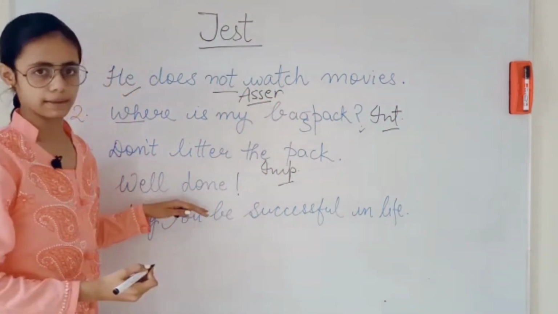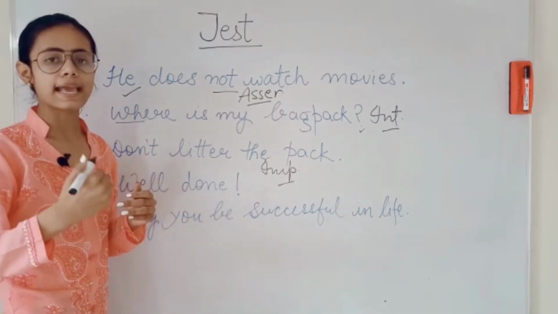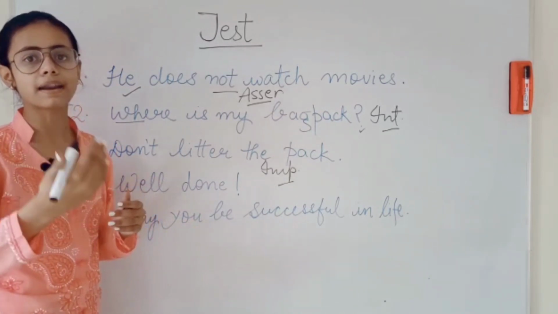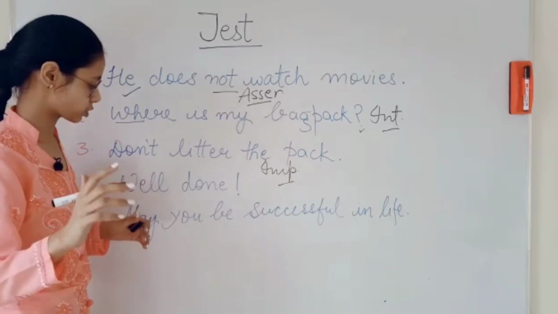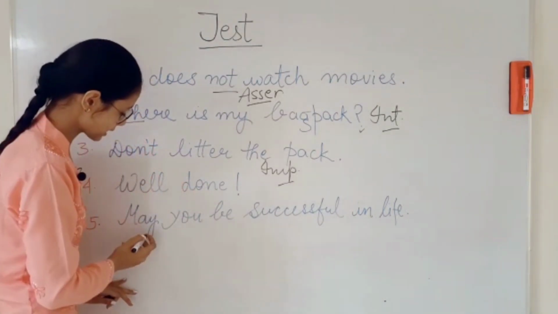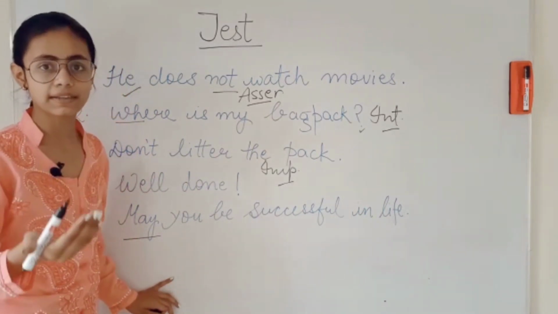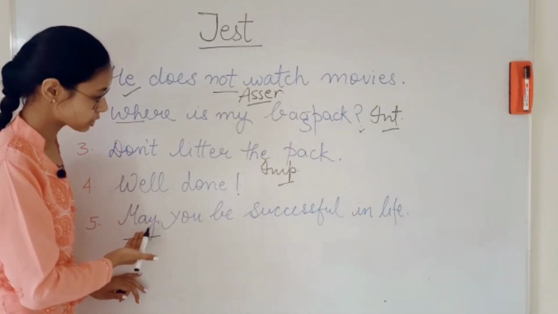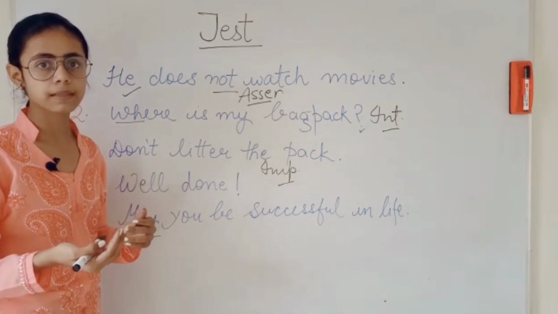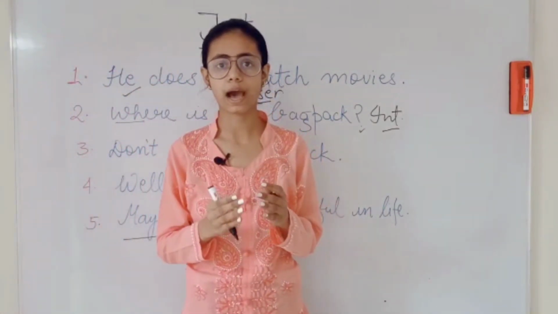Now, well done, ending with an exclamation mark. So this is an exclamatory sentence because it is referring to an admiration. Alright, the last one. May you be successful in life. This sentence begins with may. It depicts an optative sentence because it begins with may and it is referring to a wish. Alright, I hope you guessed them right and let us know how much you scored out of 5.